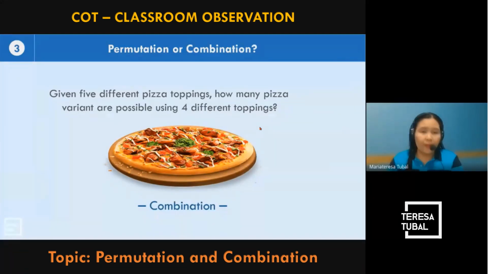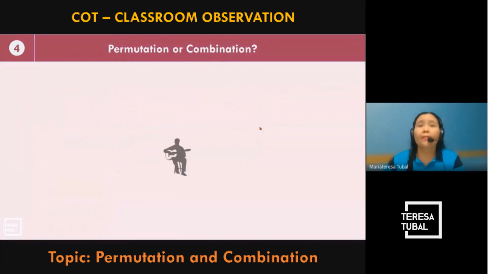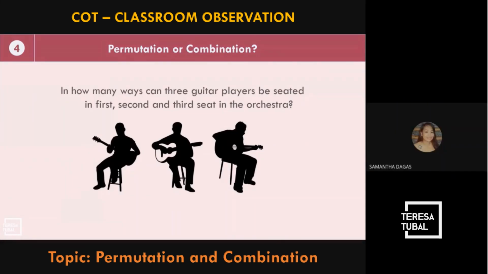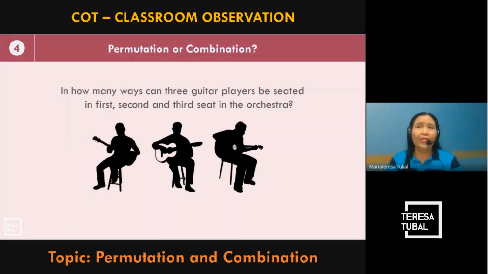How about number 4? In how many ways can 3 guitar players be seated in the first, second, and third seat in the orchestra? Samantha? Permutation. Why permutation, Samantha?